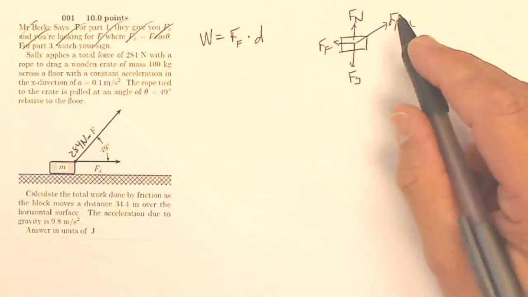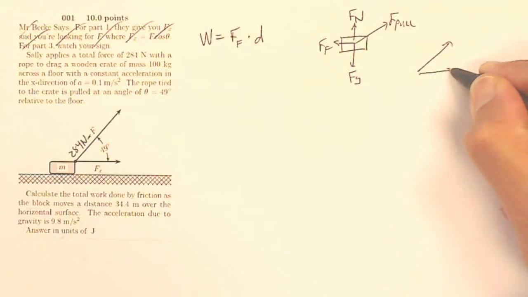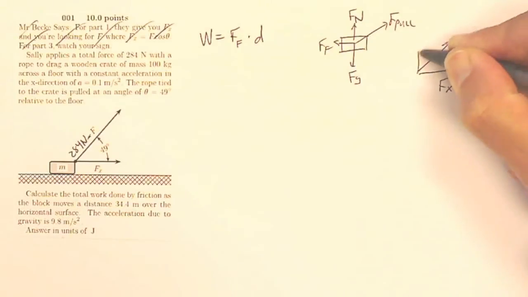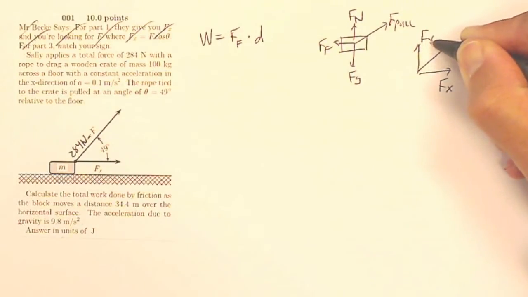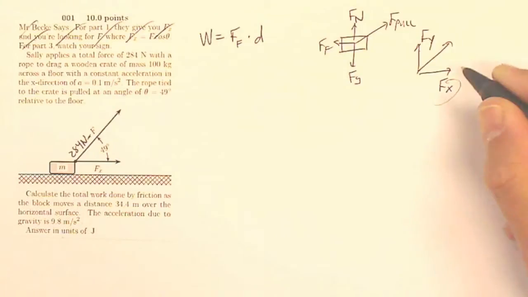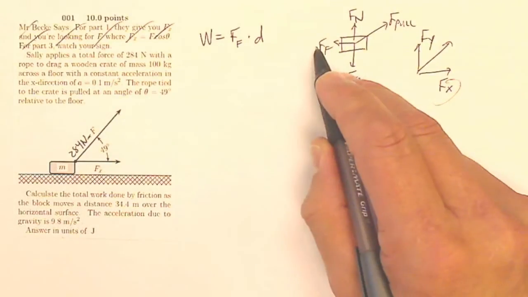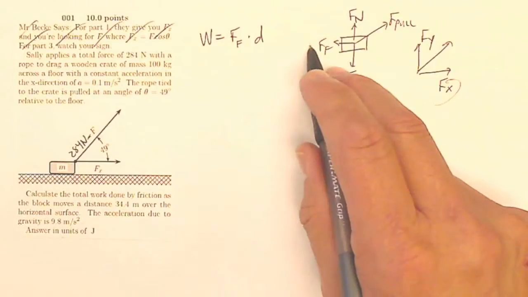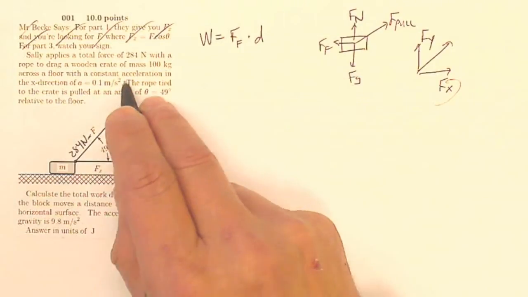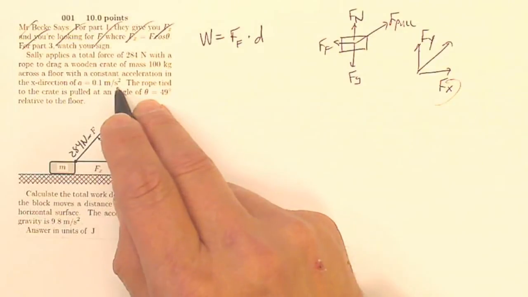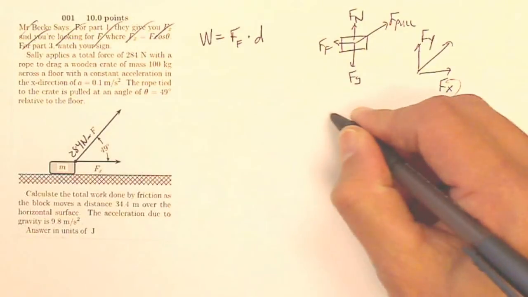Well, my force pull is made up of a force in the x direction and a force in the y direction. My force in the x direction is opposing friction. So Fx to the right and force of friction to the left. But my acceleration is 0.1 meters per second squared. I'm going to need that.